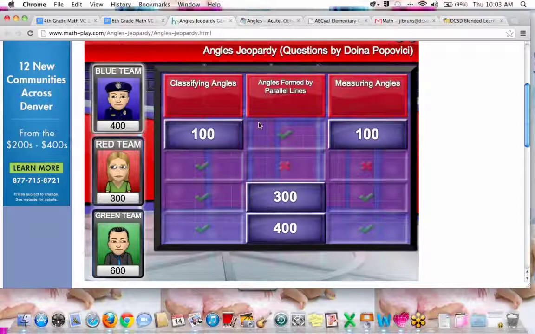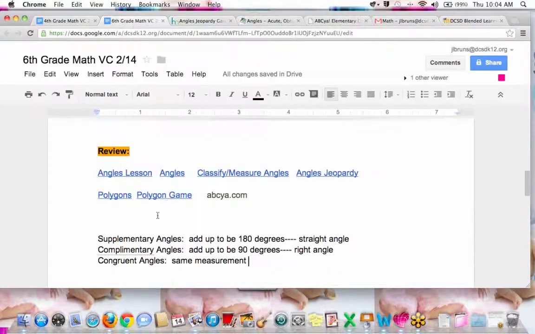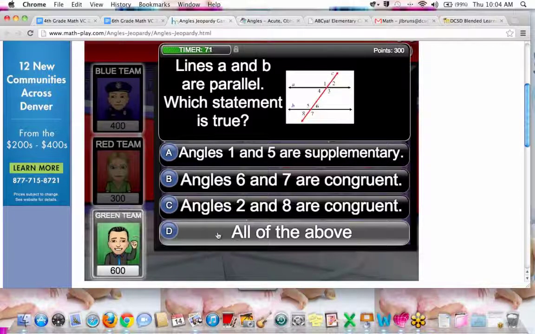I would say I want angles formed by parallel lines for 300. Okay. Lines A and B are parallel. Which statement is true? Okay, so congruent, remember, means exactly the same. Supplementary means they add up to 180 degrees. And then there's all of the above. So Dakota buzzed in and he said all.